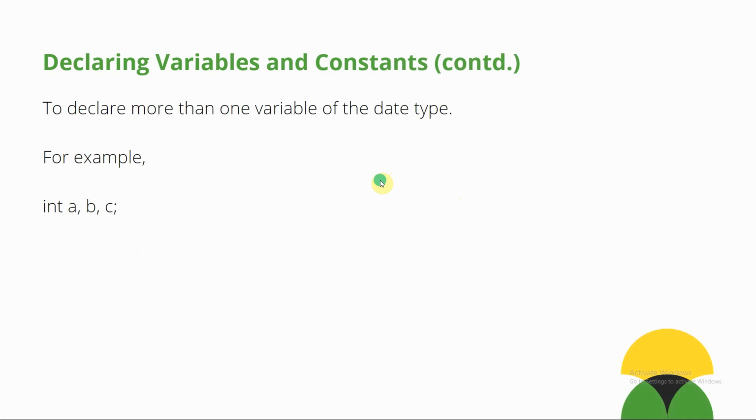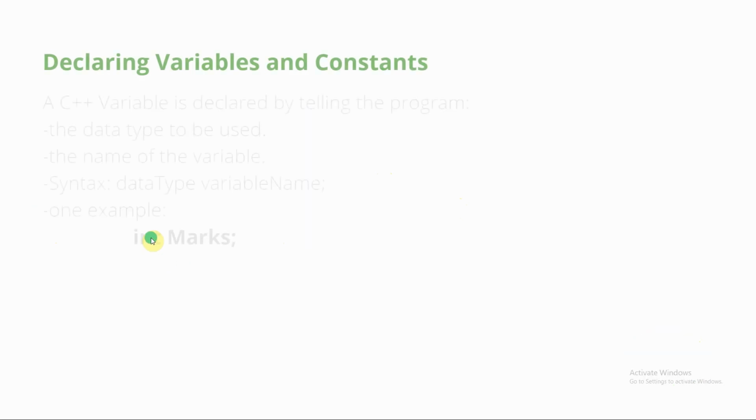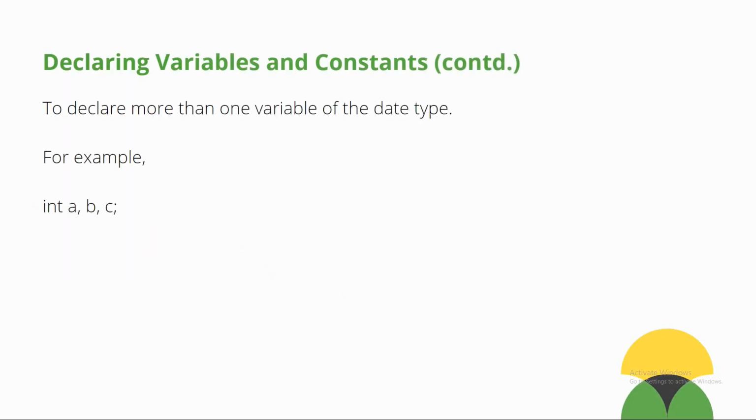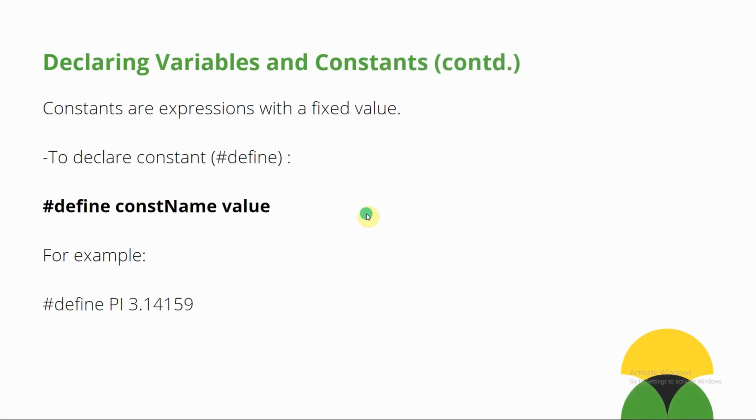To declare more than one variable of the same data type, you would have this setup. This is the declaration, this is the data type, and then the variable names are separated by commas. So variable a, comma, b, comma, and c, and then the semicolon at the end. And constants are expressions of a fixed value.